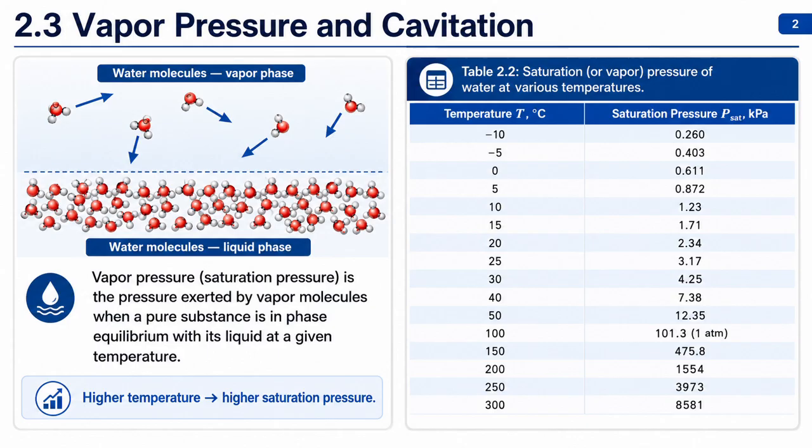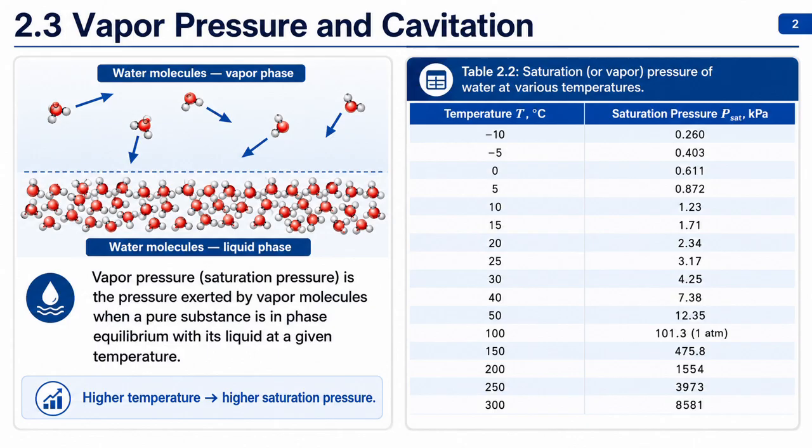Now, this slide shows vapor pressure using water molecules at the liquid-vapor interface. Some of the molecules at the surface of the liquid have high enough energy to escape into the vapor phase. At equilibrium, the vapor molecules exert a pressure on the liquid surface, and that pressure is the vapor pressure. The table shows the saturation pressure of water at different temperatures. The key trend is that as the temperature goes up, the vapor pressure also goes up.